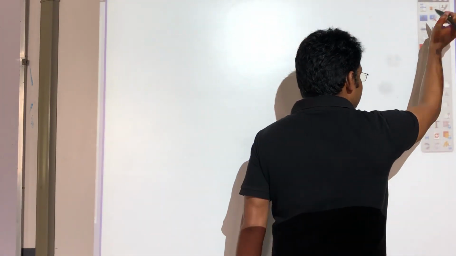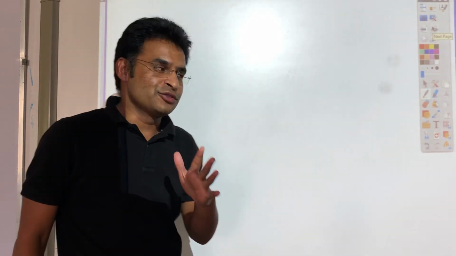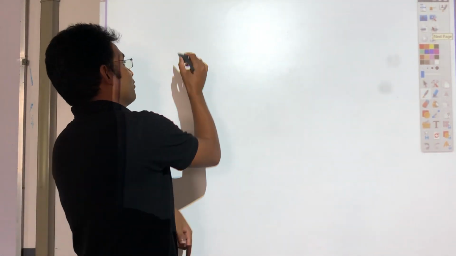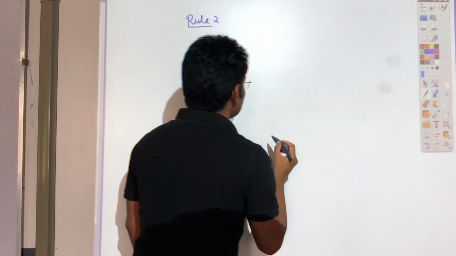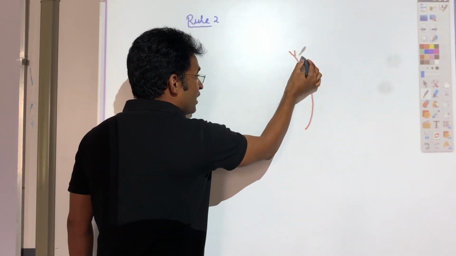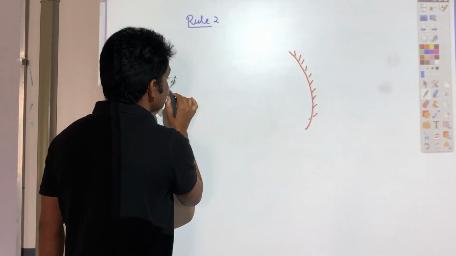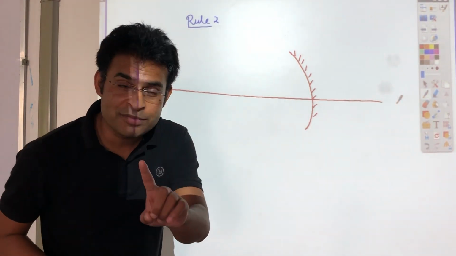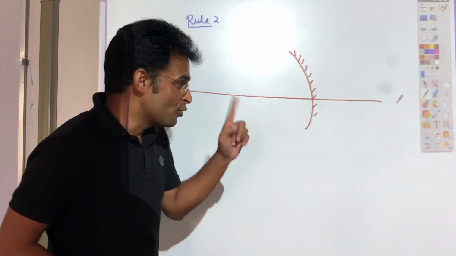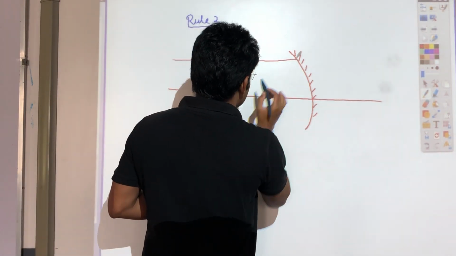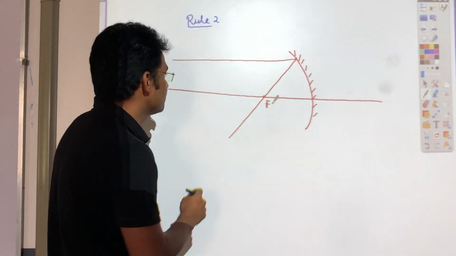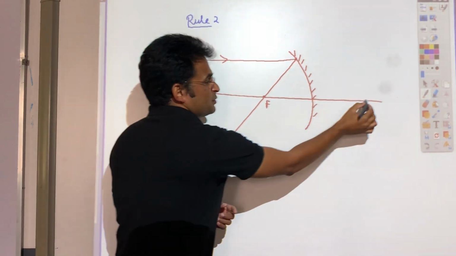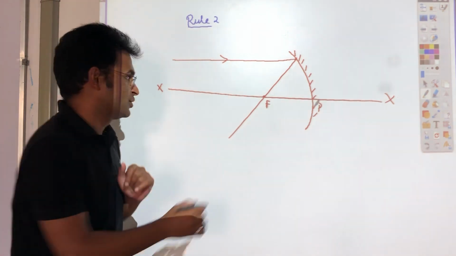Now rule number 2. If a line is parallel to the principal axis, it will pass through focus. Means the opposite of rule number 1. What is rule number 1? Passing through focus, it becomes parallel. Rule number 2: already parallel to the principal axis, and after reflection it will pass through focus. See, this line is parallel to the principal axis, this x-axis is the principal axis, this one is the pole, and it passes through focus. So this is rule number 2.